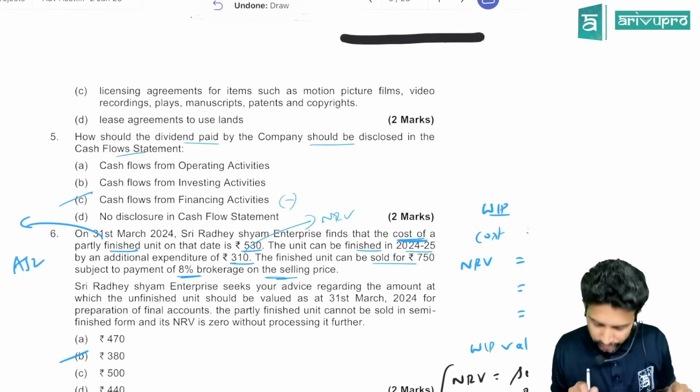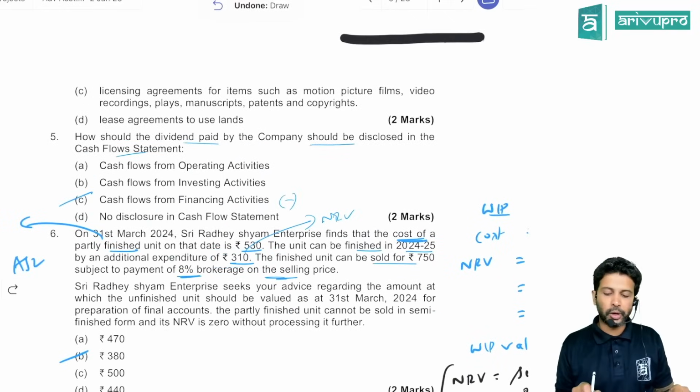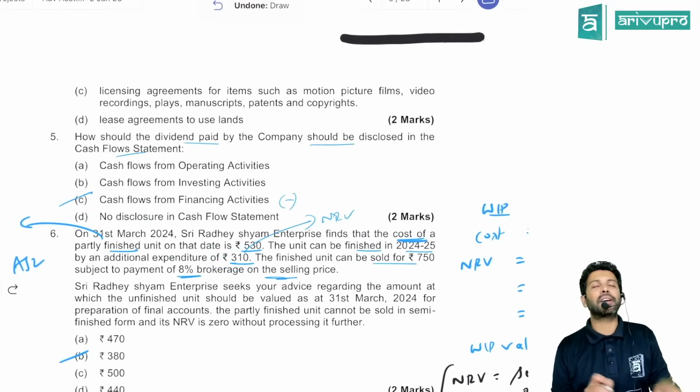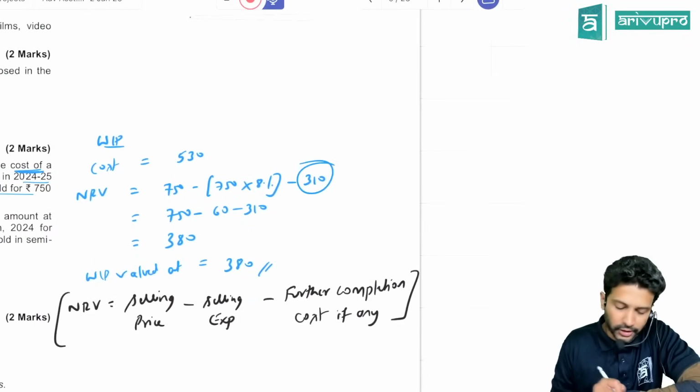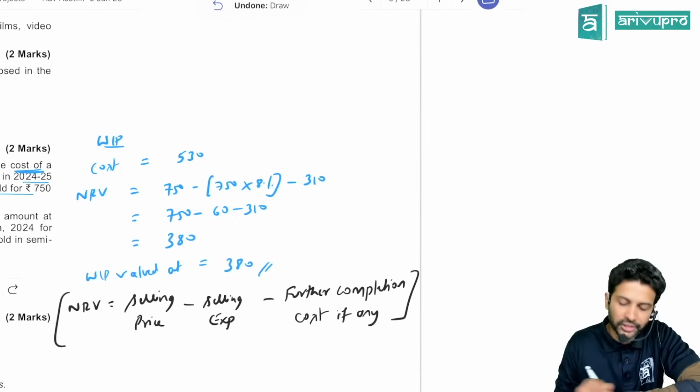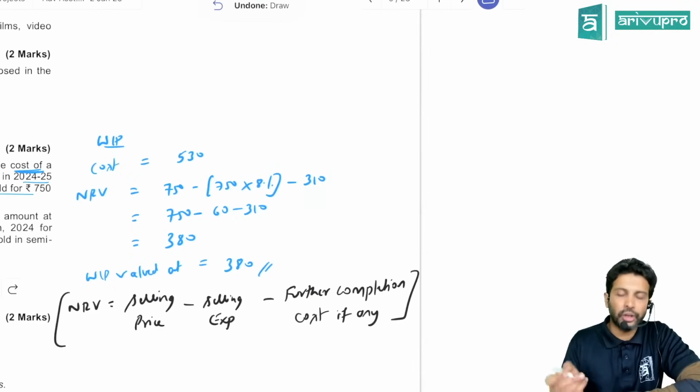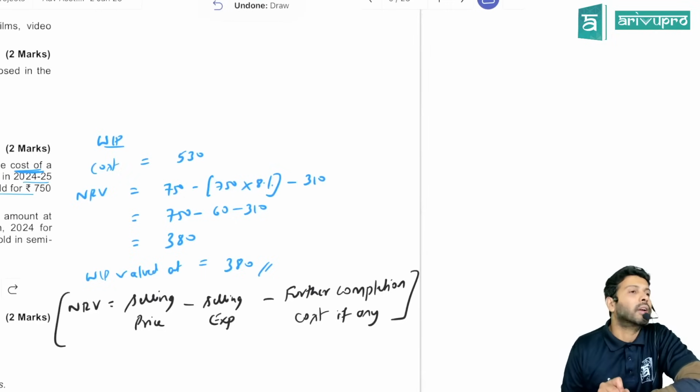So should you have to incur any further completion cost? Yes. To complete this product next year, how much is it expected to be incurred? 310. So this is your further completion cost. Reduce it. This is your selling price, this is your selling expense, this is your further completion cost. If you reduce, you will get NRV to be 380.